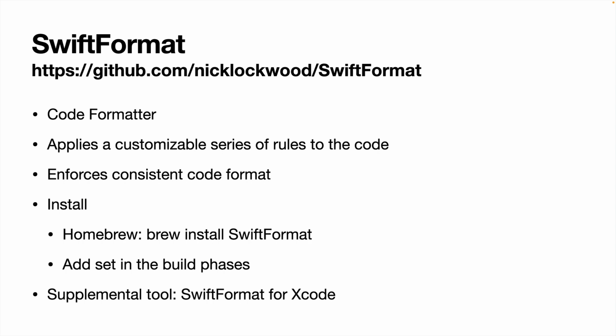SwiftFormat is a bit like SwiftLint, but has a different set of rules and a different set of purposes. The main role of SwiftFormat is a code formatter. Unlike SwiftLint, which identifies and tells you where there are problems, SwiftFormat will actually format your code. Like SwiftLint, it has a series of rules that you can turn on and off for when the linting functionality is run. This, again, enforces consistent code format.